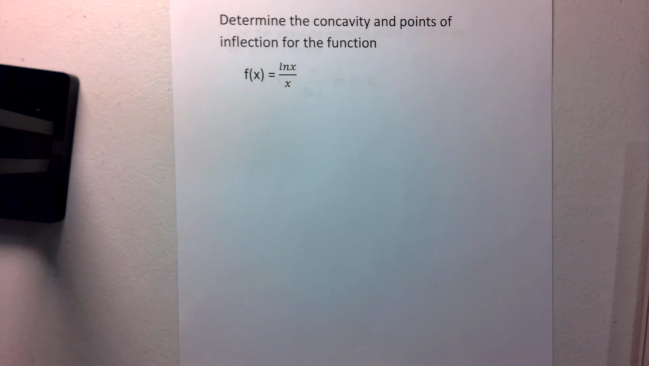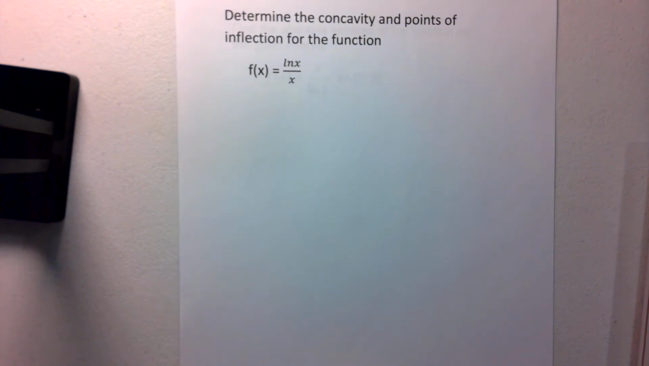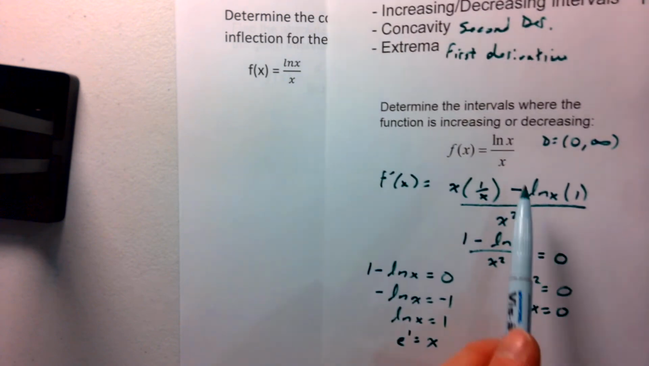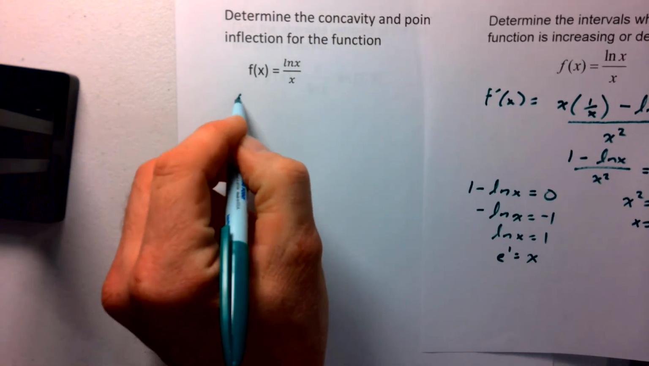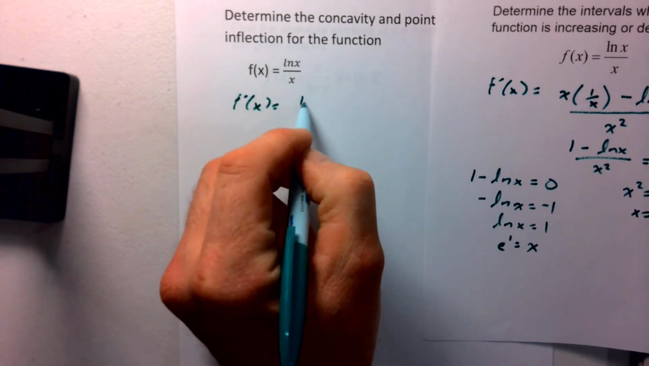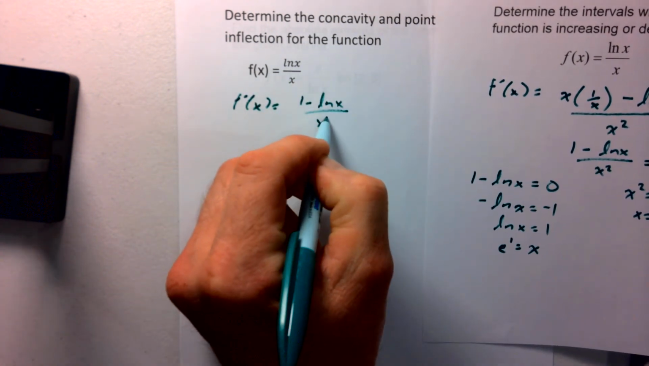Next thing we want to do is determine our concavity and any points of inflection for this function that we're given, natural log of x over x. Well, that looks interesting, doesn't it? Natural log of x over x. I just did it here. I must have been thinking. So I know my first derivative is 1 minus the natural log of x over x squared.